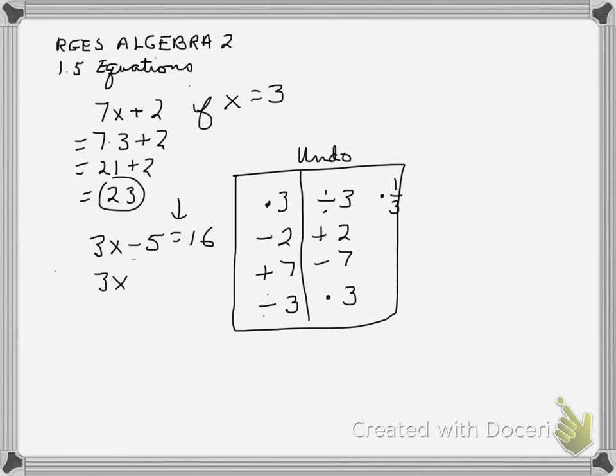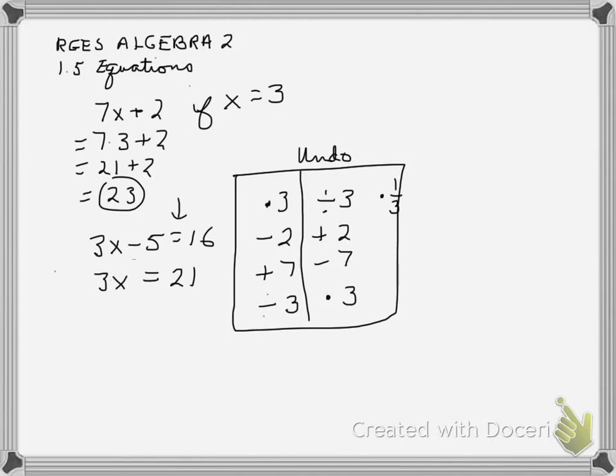Notice I'm not putting an equal sign there. Why? Because I'm not evaluating an expression. My equal sign now is in the middle of the problem. So 3x, there's my equal sign. And what did I do to the left side? I added 5. What must I do to the right side? Add 5, and that becomes 21.